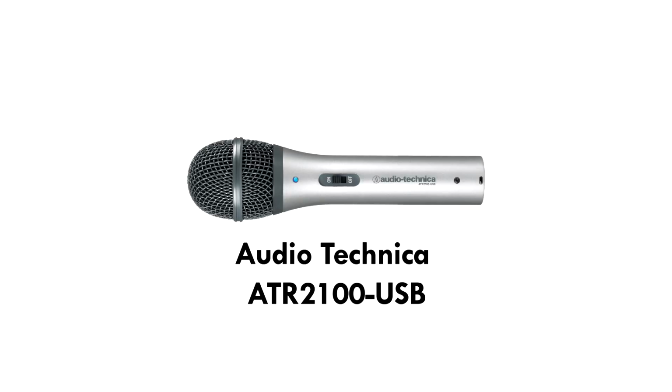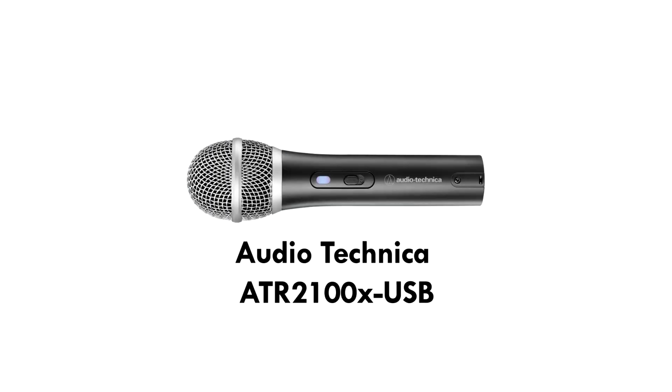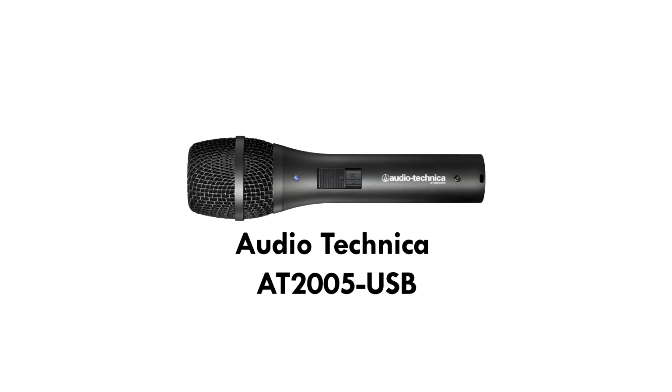A couple of alternatives to the Q2U are the Audio-Technica ATR2100, ATR2100x, and AT2005. These are all pretty much the same, and they all have not just a USB, that's a mini USB plug there, but also an XLR plug and also a headphone jack there. So you can plug this microphone into an XLR cable and put it on a mixer. You can use this on stage.